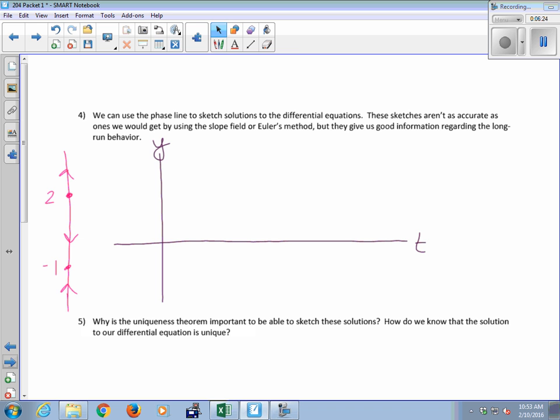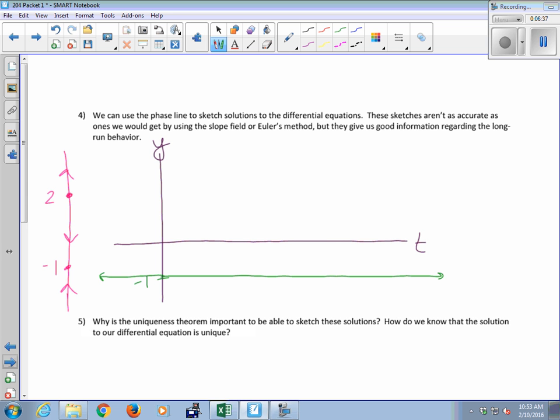So I know I have equilibrium solutions at -1 and 2. So I put -1 in. That's an equilibrium solution, a constant solution. So the function y does not change in time. And then I have another one at 2. Constant. And then I can pick any initial values in between there and use the phase line to know what's going to happen. Because if I know the sign of the derivative, I know what the function itself is doing.